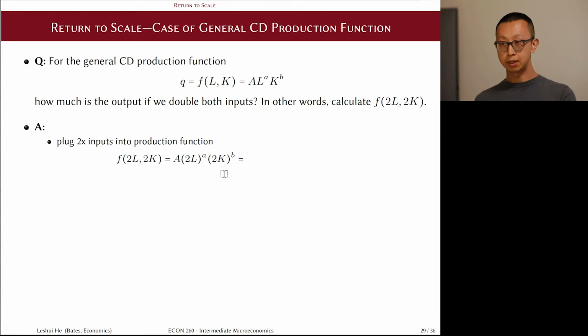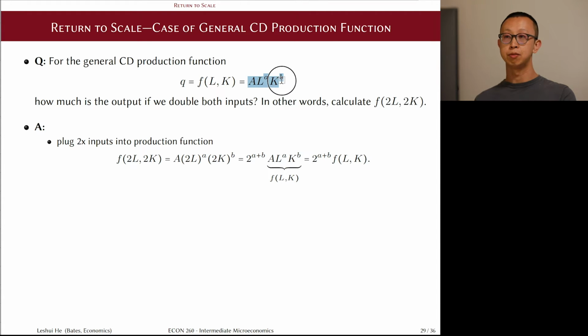Then we can isolate this 2 to the power of a and 2 to the power of b and combine them. Once we do that, we get 2 to the power of a plus b in the front, and then the remaining term just becomes exactly the same production function that we had before doubling the inputs. In other words, when we double the inputs, the output we get will be 2 to the power of a plus b times the output we got before the inputs were doubled.